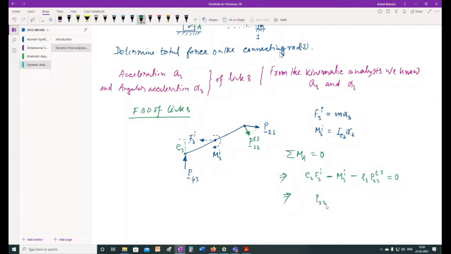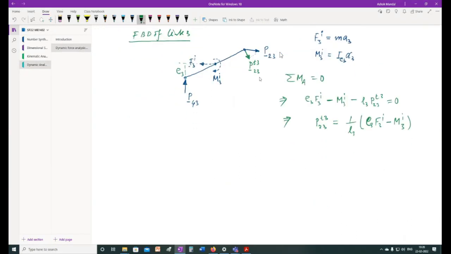So, the confusion about the sign, if you have understood, you can fix it up. P23 in the tangential direction, you will have 1 by L3 times E3. So from here we have the value of P23 in the tangent, its component, and the direction is known to us from here. Now what we will do? Now we will draw the free body diagram of link 2. Free body diagram of link 2.